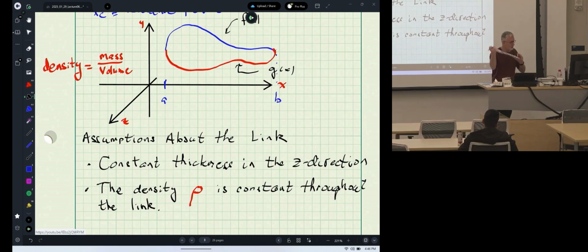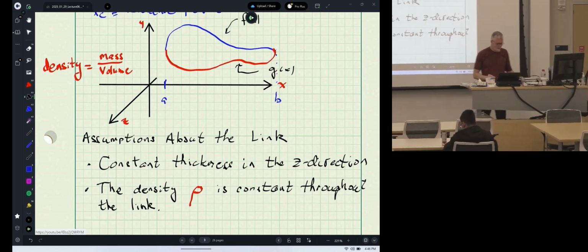Have you had to calculate masses of more complicated things? All kinds in ME, right? If you can't do that, you can't call yourself a mechanical engineer.